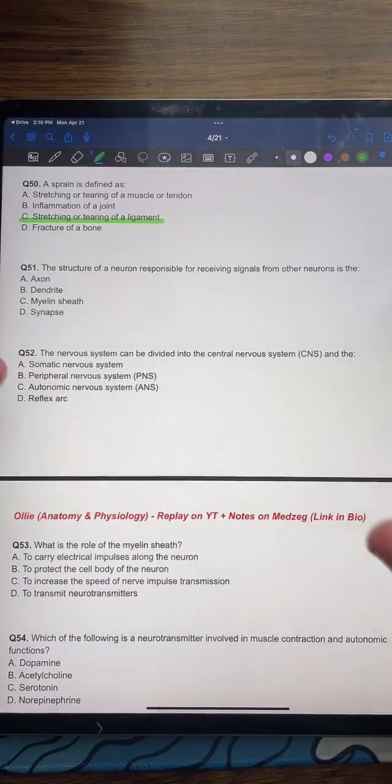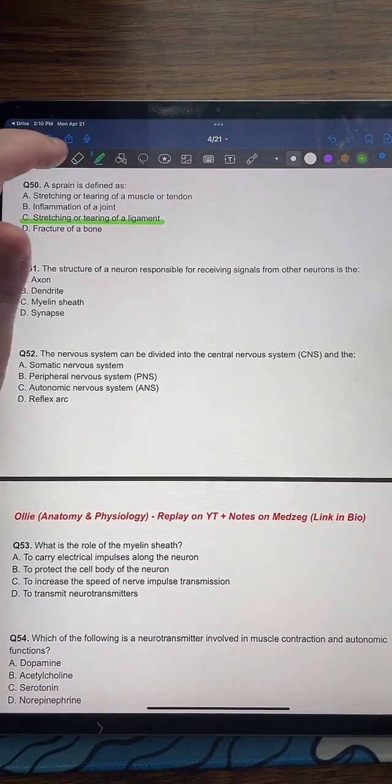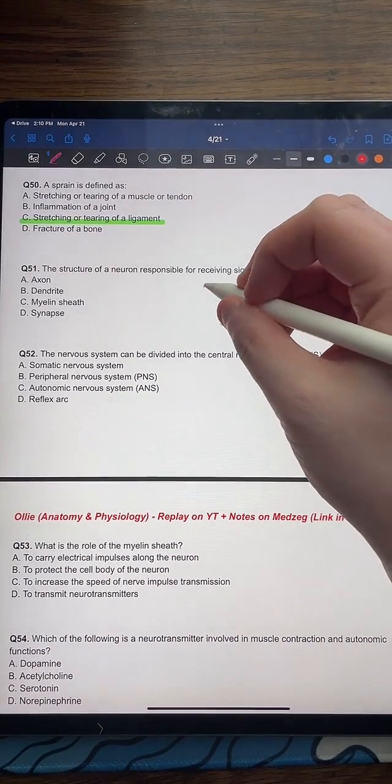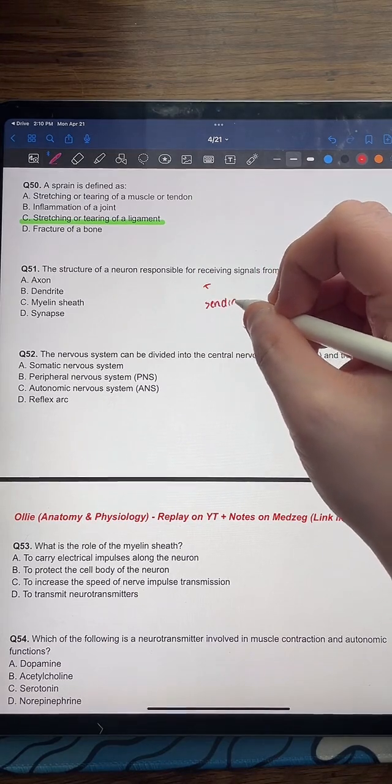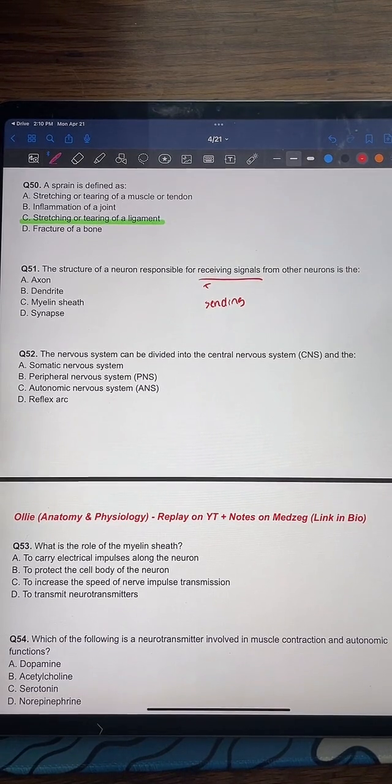51, the structure of a neuron responsible for receiving signals. So we have structures for receiving plus sending signals. But which one receives signals from other neurons?